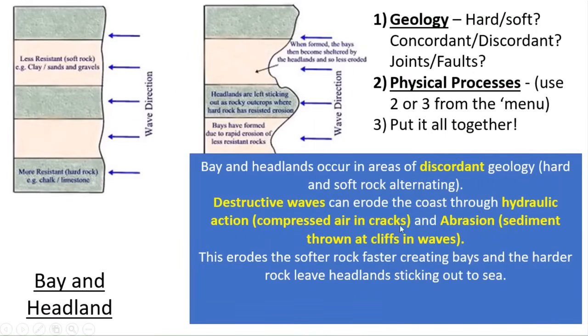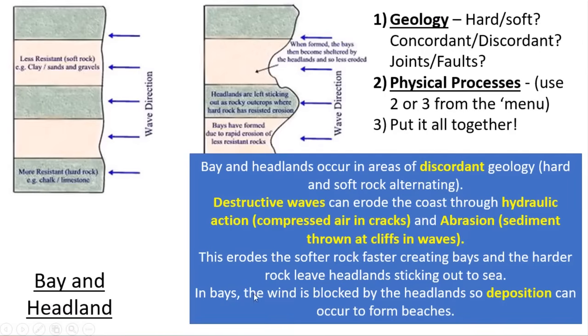Now, I'm a bit limited for my different types of processes here. I've only really mentioned erosion, so just destructive waves, hydraulic action, abrasion. So I'm going to add another one because I can. In bays, the wind is blocked by the headlands. Okay, so these headlands will block the wind, so deposition can occur to form beaches. Okay, and that's where I can get an extra process in there.